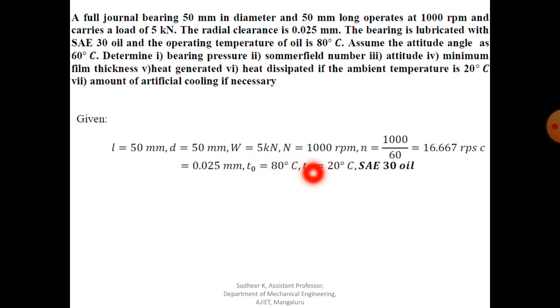Then T_A is nothing but ambient temperature. Similarly, T_B is the bearing temperature, which is not given here. And the type of oil is very important in lubrication and bearings, along with the viscosity. Here the type of oil is SAE 30. This is one of the important conditions to find out which type of oil it is, whether oil A, B, C, D, E, that you have to check.